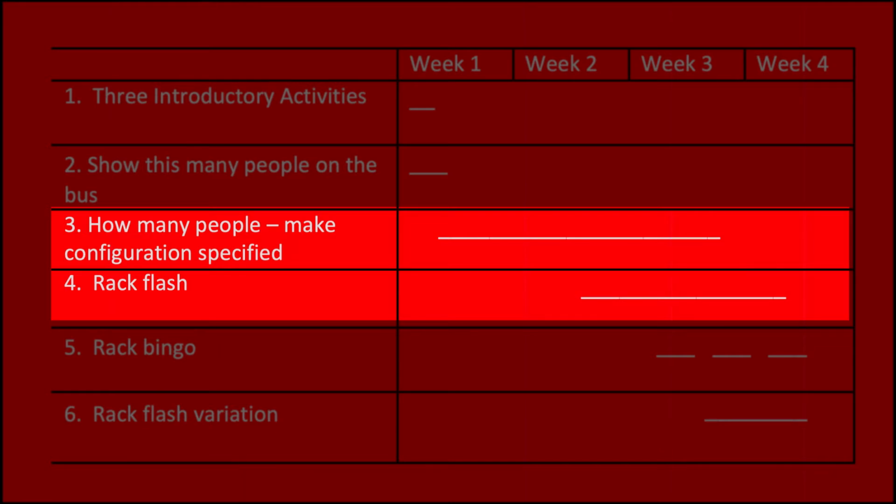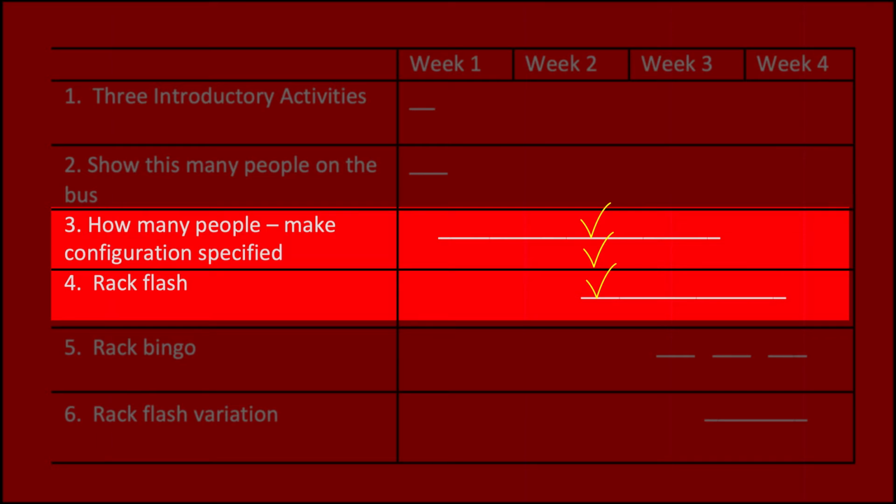At the same time, the activity called rack flash begins within the second week and continues through the third week. To clarify what we mean, the following is a possible lesson outline the teacher might use in the second week or early in the third week. The first activity of the lesson: how many people are on the bus? Children make the configuration the teacher specifies and figure out the total. The next activity can be the partner version of that. And the third activity of the lesson might be rack flash.